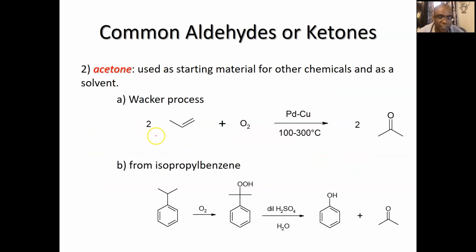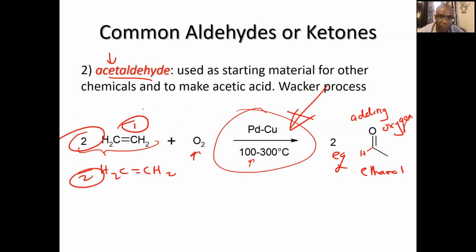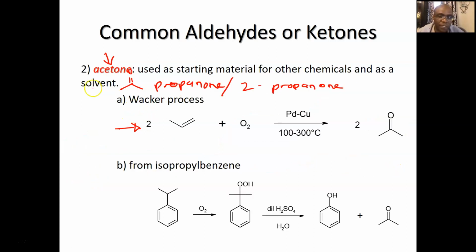So this is the Wacker process still that's used to make propanone, otherwise labeled 2-propanone because the carbonyl is on the second carbon, otherwise called acetone, nail polish remover. So just like we did for ethene, oxidizing it to the aldehyde ethanal, we do the same thing for making acetone.